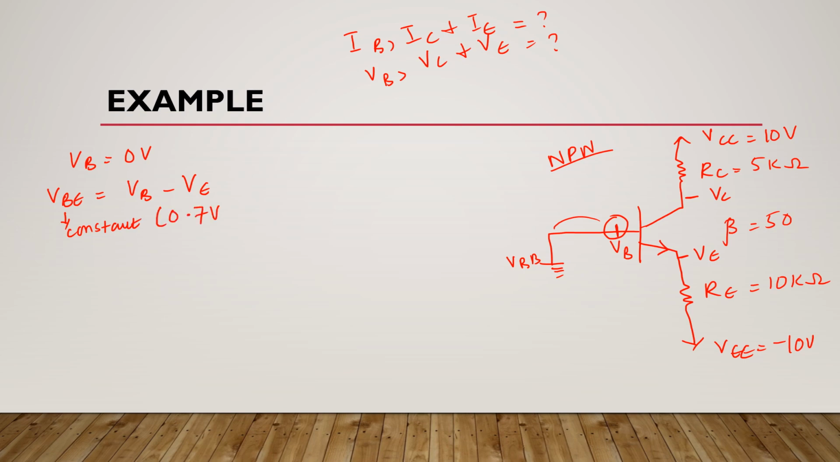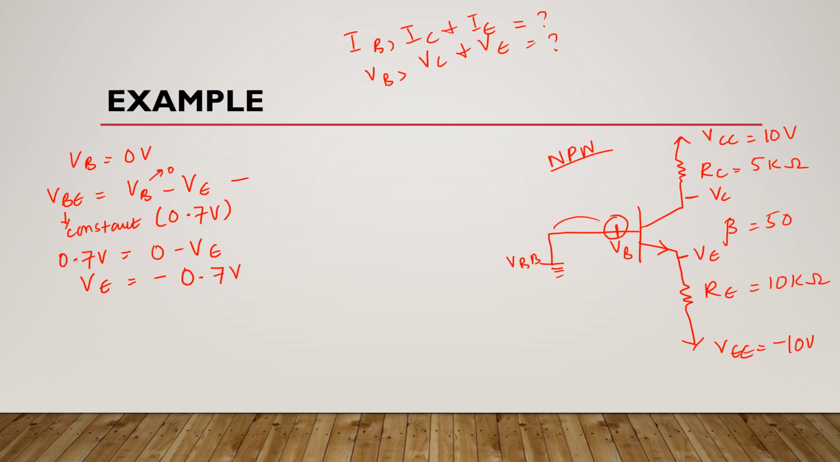So if we put 0.7 volts here and this VB is 0, we get something like this. And if we rearrange this equation, we get VE is equal to minus 0.7 volts. Now we will find emitter current IE.